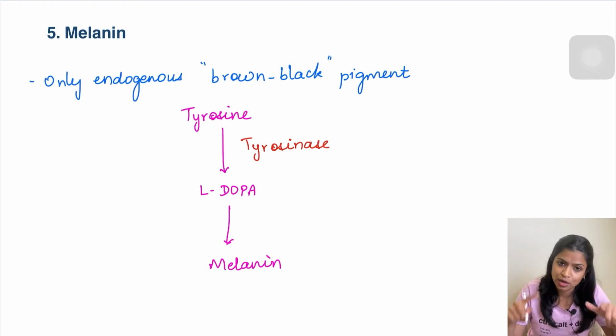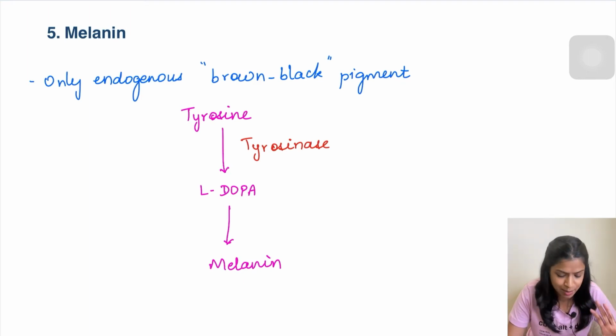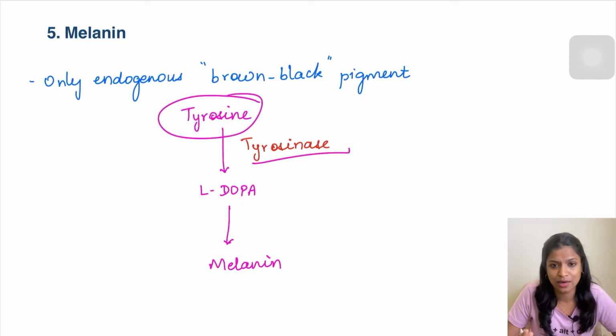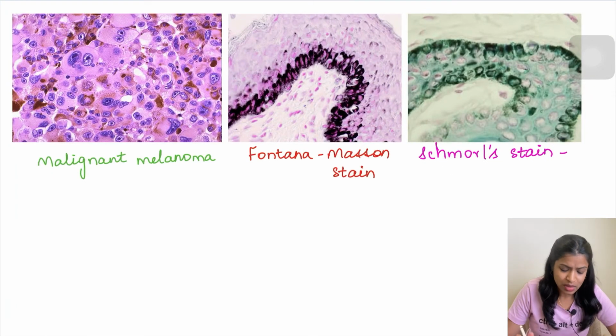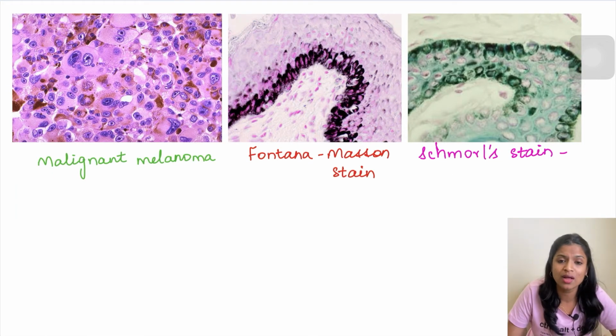It is an endogenous brownish black pigment. Melanin is derived from tyrosine by the action of tyrosinase enzyme. So here the first image is that of a malignant melanoma. It is nothing but a malignant tumorous condition of the melanocytes.